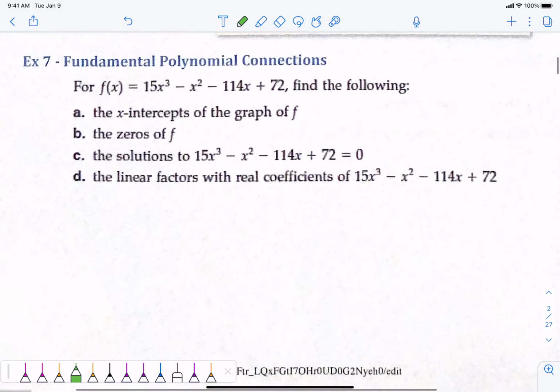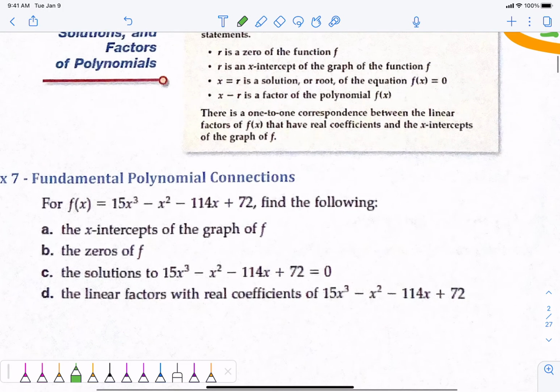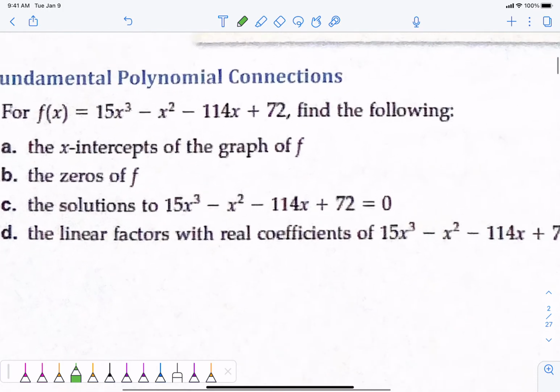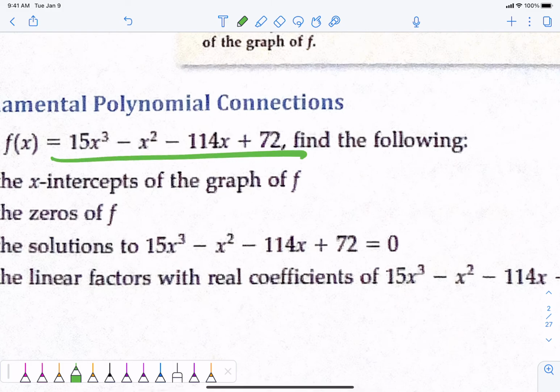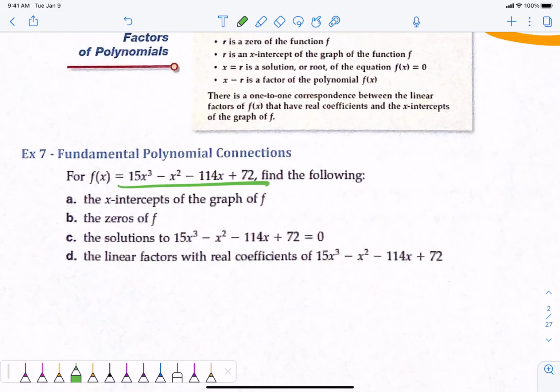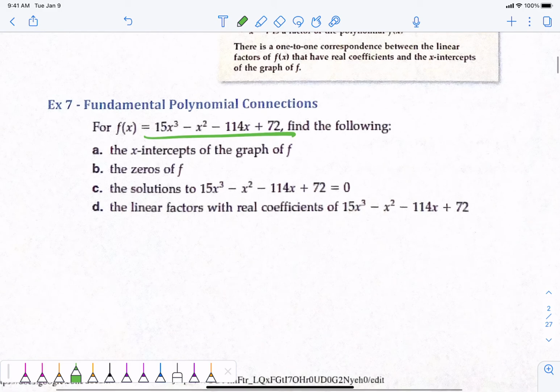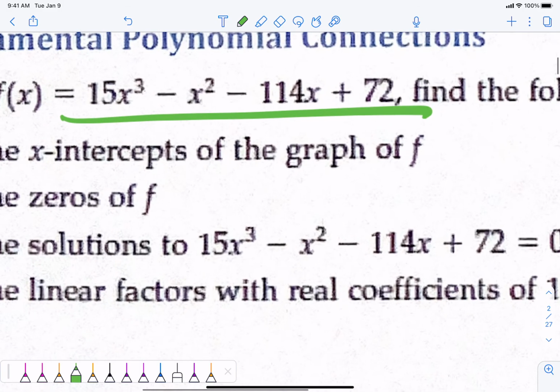Okay, here we go. The fundamental polynomial connections. All right, they want us to look at this and find the x-intercepts of the graph of f. Let's graph this thing. Let's graph it: 15x to the third minus x squared minus 11x plus 72.